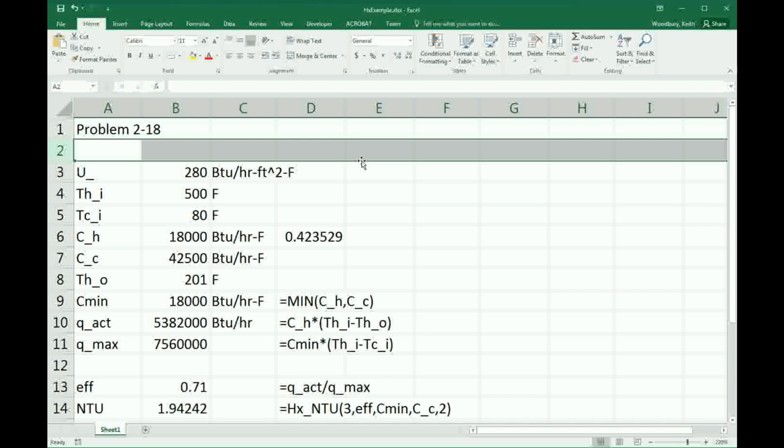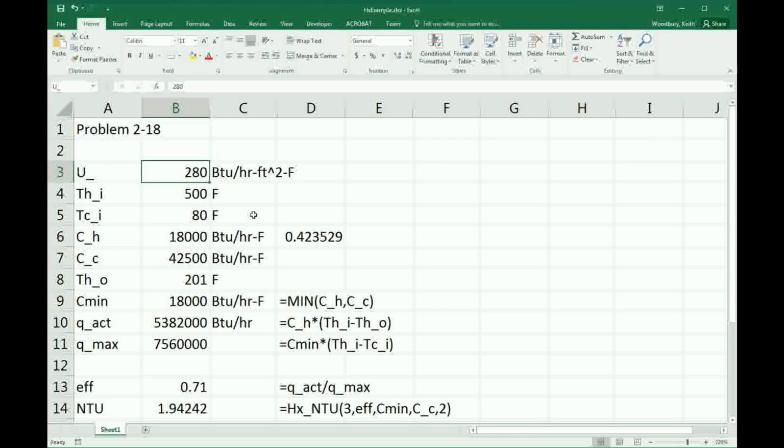Hodge and Taylor. It says there is a heat exchanger that has one shell pass and two tube passes. And it has a known overall heat transfer coefficient of 280 BTU per hour per foot squared per degree Fahrenheit. The shell side is water, and it is given specific heat of 1 BTU per pound mass per degree Fahrenheit, and it flows at a rate of 18,000 pounds mass per hour.